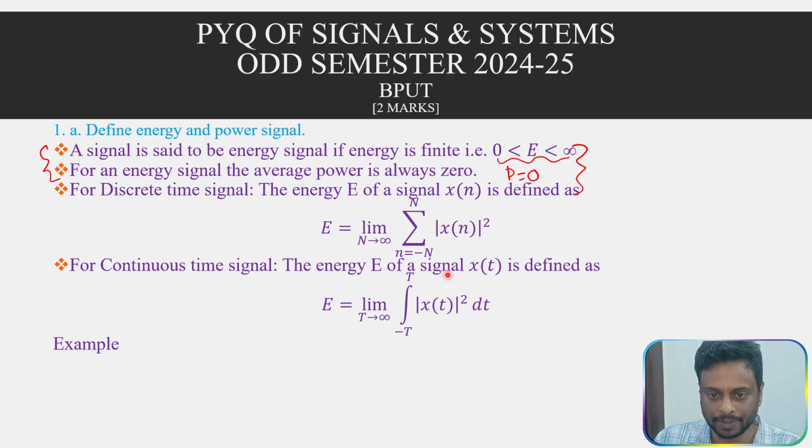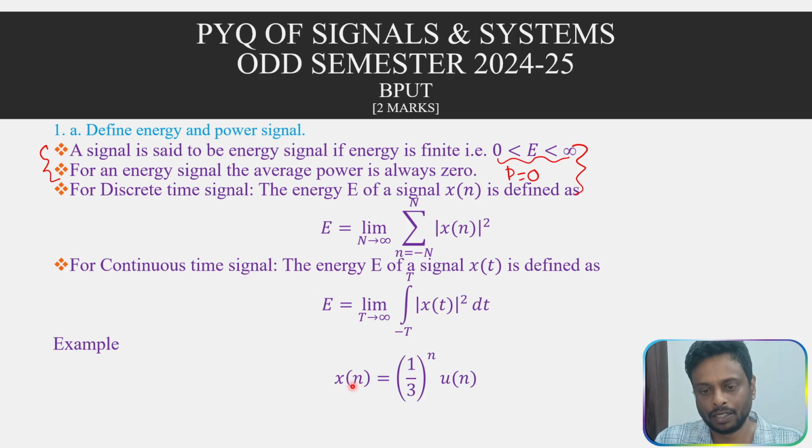Okay, let us see some examples of discrete time and continuous time energy signals. This is x of n equal to (1/3) to the power of n times u of n. This is a discrete time energy signal. Okay, similarly, x of t equal to e to the power minus 3t times u of t. This is a continuous time energy signal.